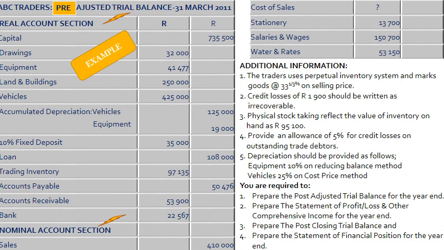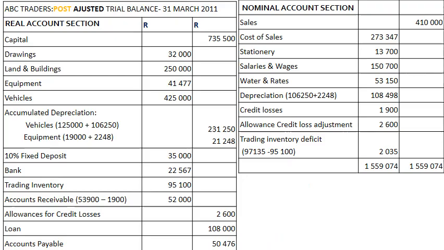You are required to prepare the post-adjusted trial balance, meaning the trial balance after the adjustments. Prepare the statement of profit or loss and comprehensive income for the year ended. Prepare the post-closing trial balance and the statement of financial position for the year end. Starting with the preparation of the post-adjusted trial balance of ABC Traders at the end of the year, 31st of March 2011, showing the real account section and nominal account section of the trial balance.